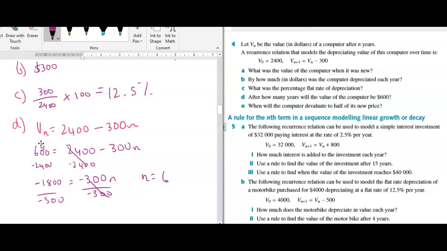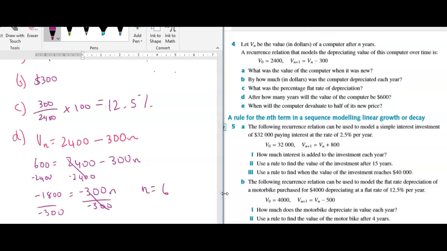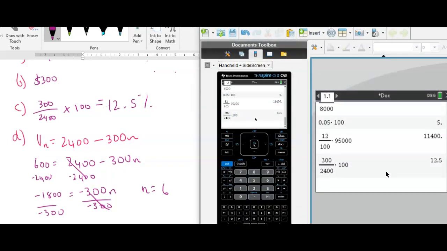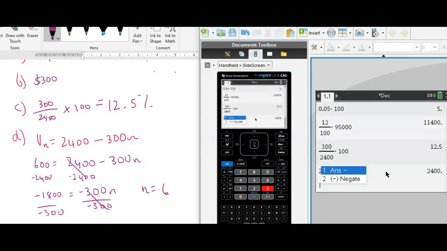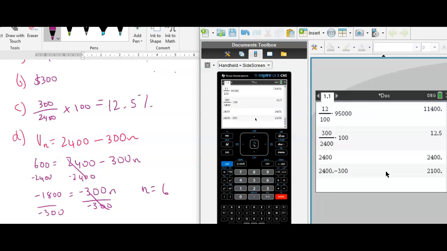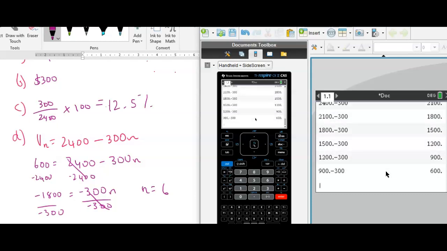Now, or you can just keep pressing enter on your calculator. So our starting value is 2,400. We're taking away 300 each time. So that's after 1 year, 2 years, 3, 4, 5, 6. Okay, so you can do it that way as well. When I said solve, you type in your equation: 600 equals 2,400 minus 300 times n, comma n, and there it is. So you can do it that way as well.